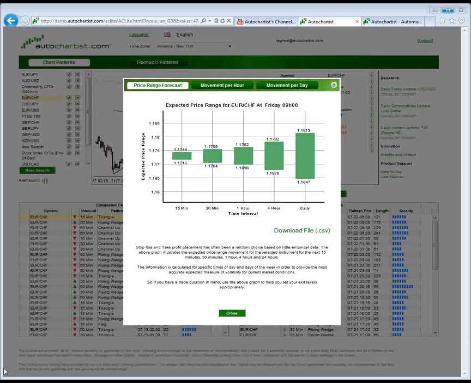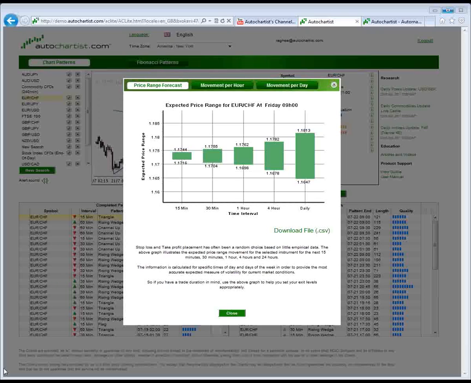So the price range forecast, again, what we're trying to focus on here is where could prices go? This isn't a guarantee of prices will hit the top and bottom of the range. This is simply like an envelope of where prices will likely operate within over the course of the next 15, 30 minutes, and so on.